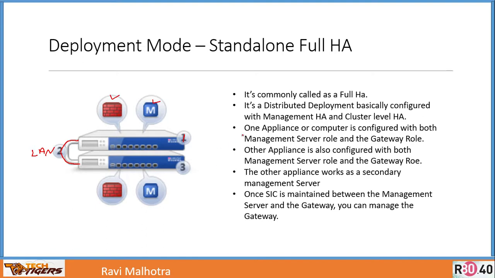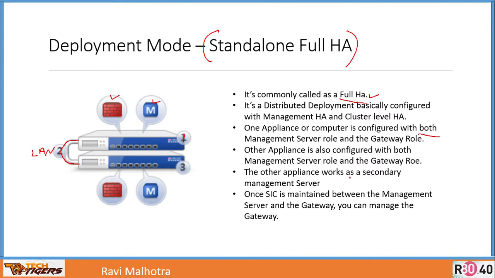So let us just go through these features on a wall. This option is called, guys, standalone full HA, right? It's commonly called full HA. That's a common name. It's a distributed deployment style. Why is it distributed? Just because now you have two different boxes, right? One appliance or computer is configured with both the management server and the gateway role. The other appliance is also configured with both the management server and gateway role. Some sort of engineering that you need to configure between them, a kind of clustering, ClusterXL, as well as management high availability. That's something we will learn in the next videos.